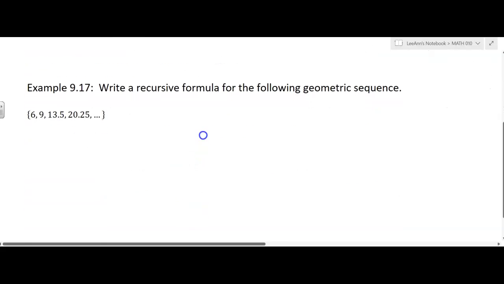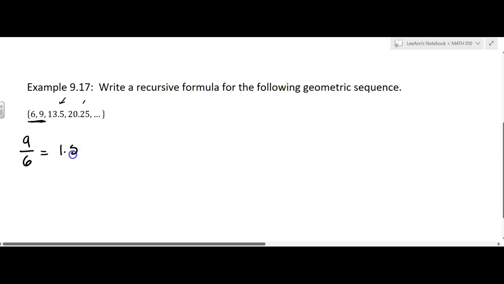So it says write a recursive formula for the following geometric sequence. So all we have to do is figure out what r is. Now, to figure out r, you take two consecutive terms, take the second one, and divide it by the first. And so what do you get here? Well, it kind of looks like they're going with decimals here, so I'm going to write it as a decimal.